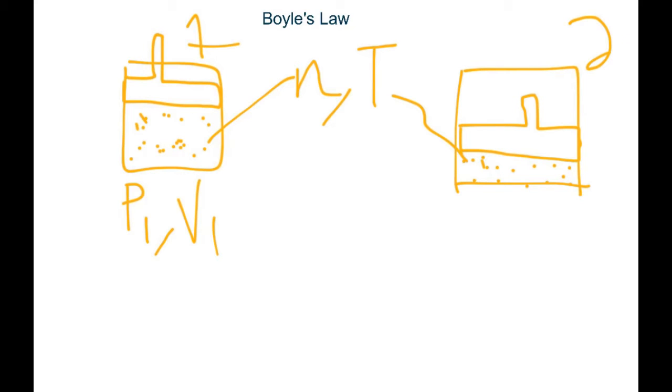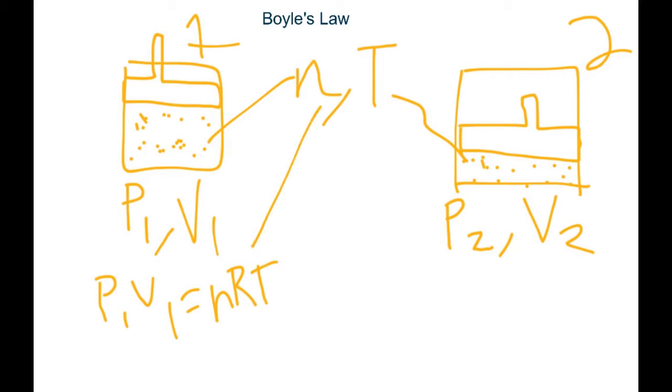Now, this will be the second stage, and by moving the piston down, we will have a new pressure P2 and a new volume V2. So let's use PV equals nRT to derive a relationship between these four numbers. So P1V1 equals nRT, because n and T are constant, so I'll use those as the variables. And on the right-hand side, it would be P2V2 equals nRT.